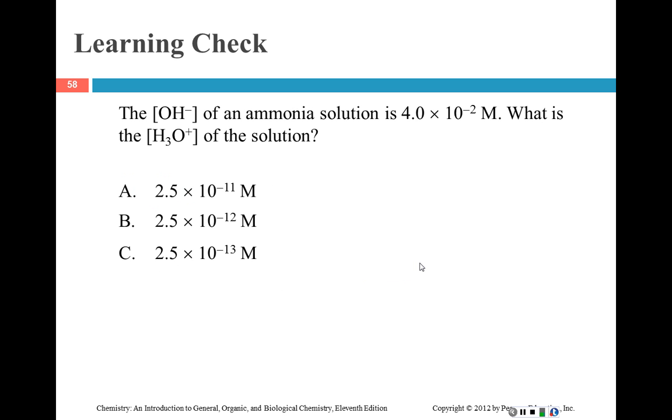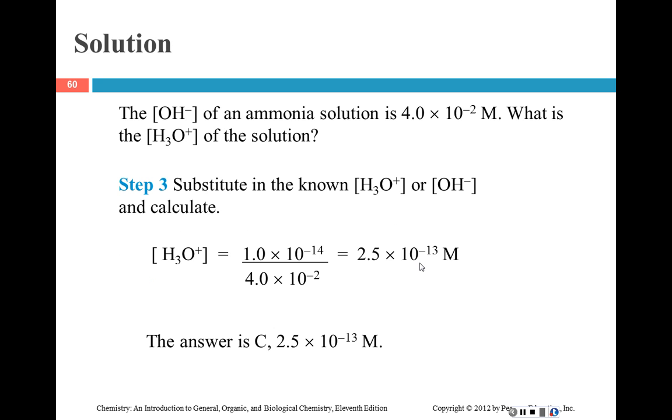Here's another one for you to try. The hydroxide ion concentration of an ammonia solution is 4 times 10 to the minus 2 molar. What is the hydronium ion concentration? And it's the same exact way, right? 1 times 10 to the minus 14 divided by the hydroxide ion concentration will give you the hydronium. And you should get 2.5 times 10 to the minus 13.